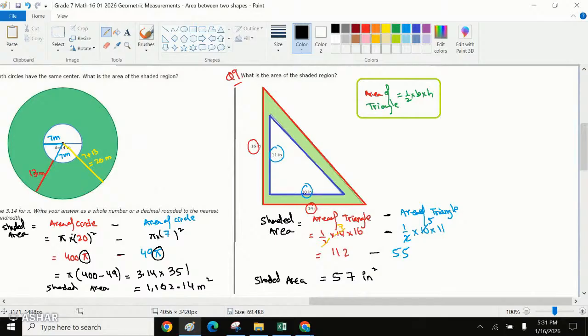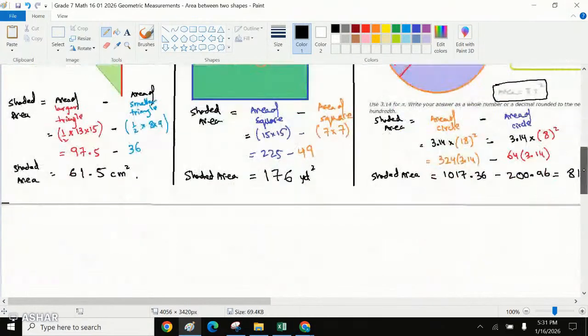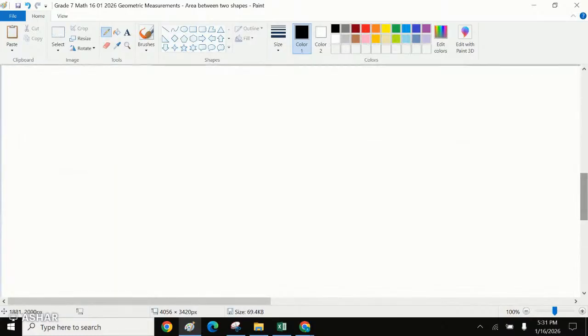We can find the shaded area of any given shape by finding the area of the outer shape minus the area of the inner shape. Okay? So let's try changing the question. Let's try doing something over here. For question number 9, we'll just make up a new question, and question number 10 would be very easy. We just want to see what else we can do.